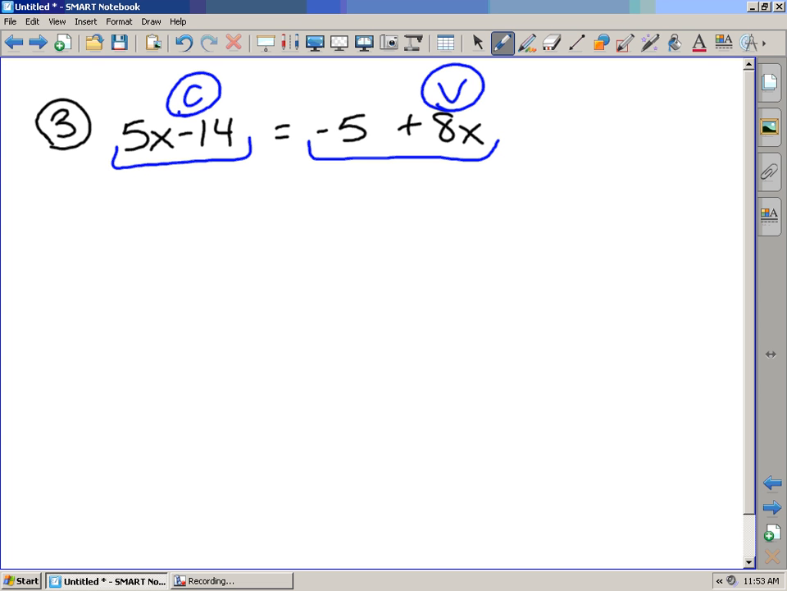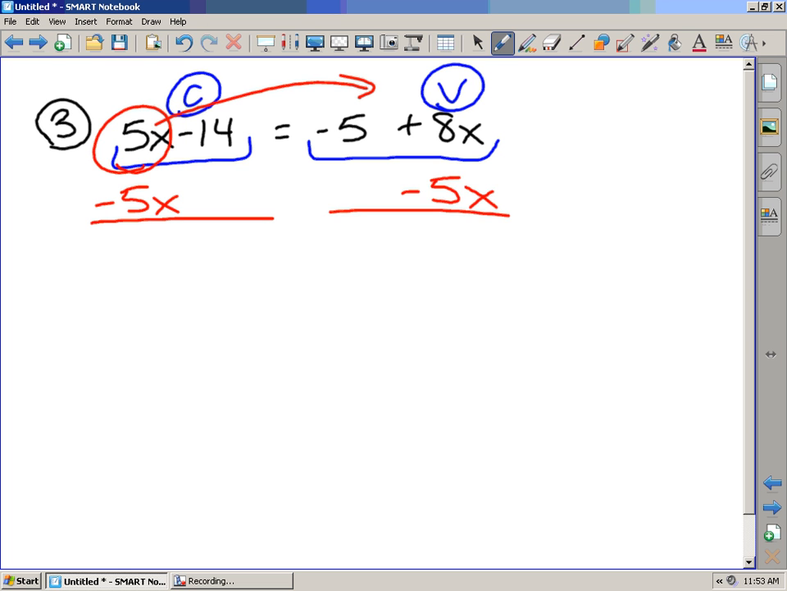I'm going to start by moving this variable to the right side, and I do that by subtracting 5x. That's the inverse of a positive 5x. Whatever you do to one side, you have to do to the other. So 5x minus 5x equals 0. We're left with negative 14 on the left side. On the right side, we get negative 5. 8 minus 5 gives you a positive 3x.